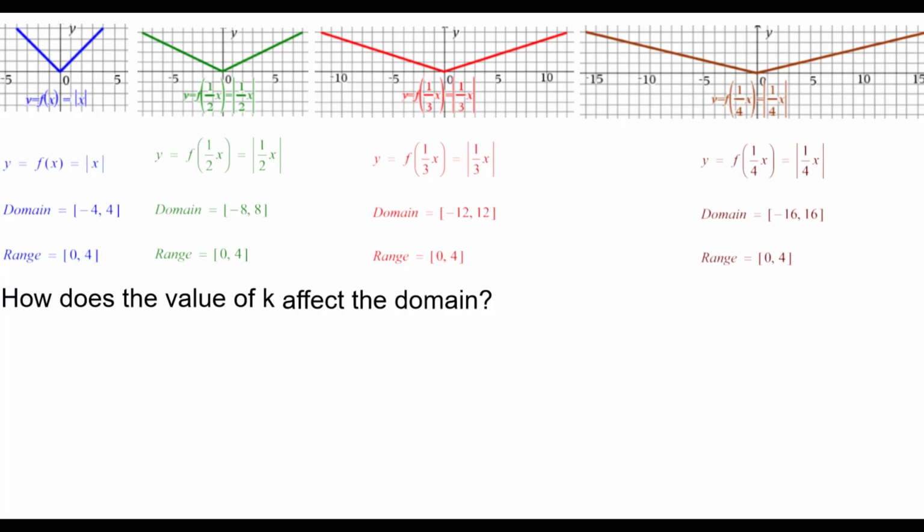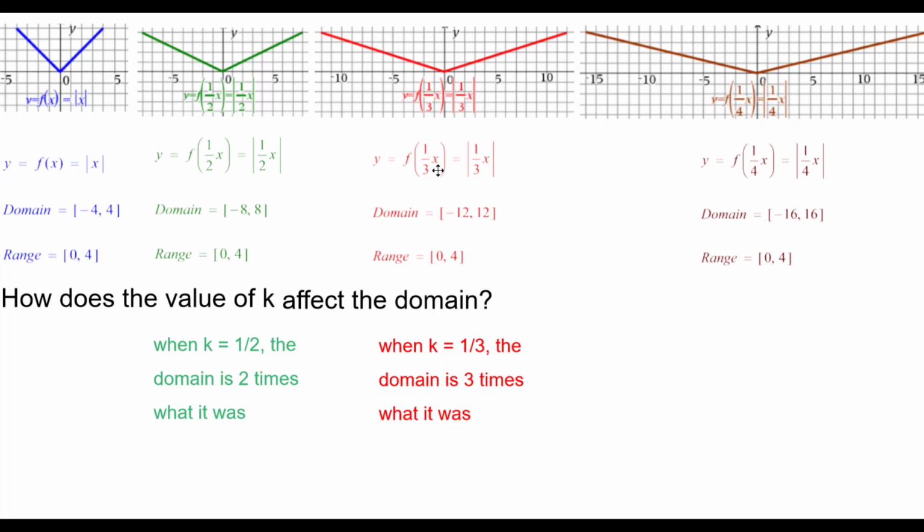How does the value of k affect the domain? Well, when k was equal to 1/2, as it is here, the domain is twice as big as what it was before. For this graph here, when k was 1/3, the domain is 3 times what it was in the parent function. And when k is 1/4, the domain is 4 times what it was. Look for patterns.